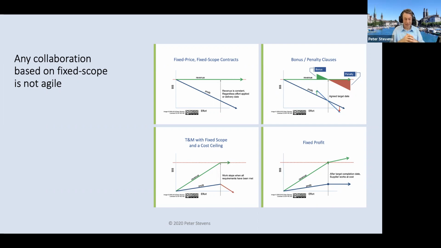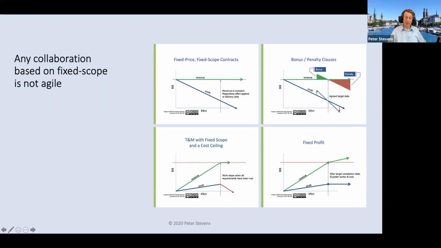It relieves your capacity bottlenecks and you start collecting landing fees, et cetera. If it's late, it costs you money. So it's pretty clear that everybody has an interest. A variation on this is the fixed profit contract, which is a kinder, gentler version of fixed price, fixed scope.